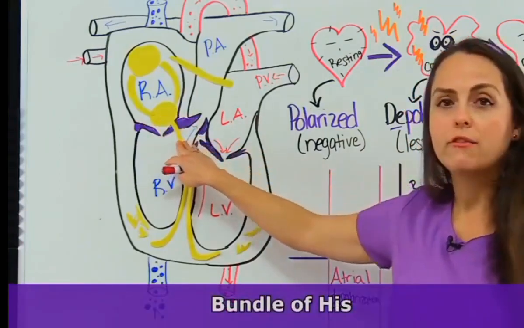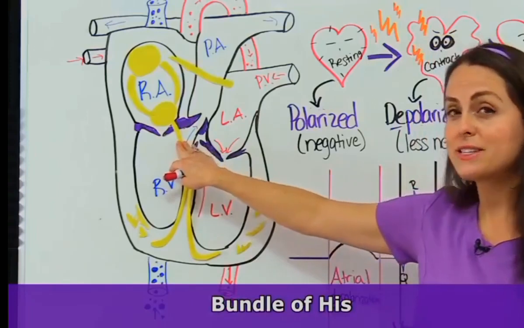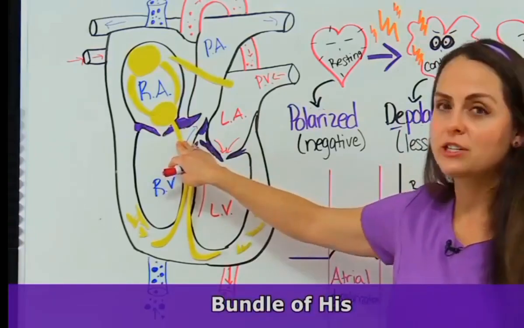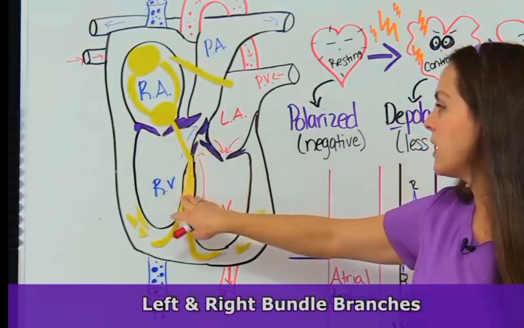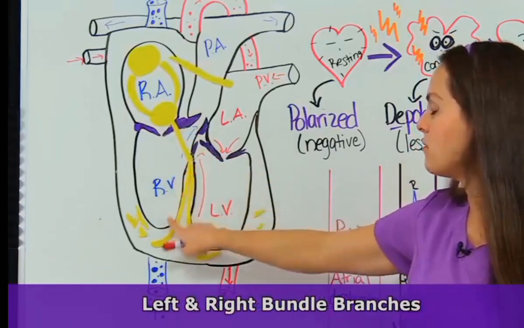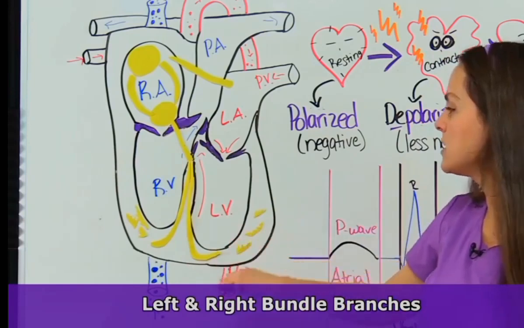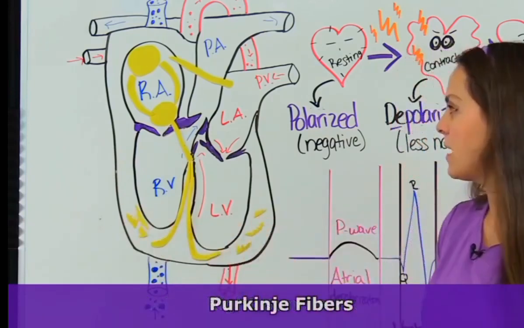So now we're ready for ventricle depolarization. So what's that going to lead to? That's going to lead to contraction of the ventricles. So it goes down through the bundle of His. It's going to go down through the bundle branches. You have right bundle branch, you have left bundle branch, and then it's going to hit the Purkinje fibers.